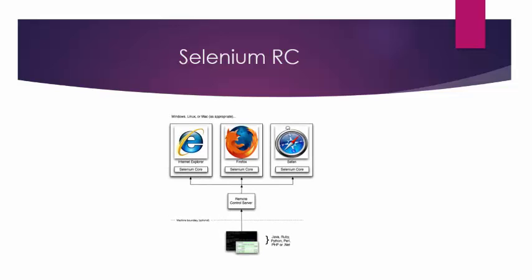So if you see this diagram, you can find there are different browsers in which the application or website is running. And there is a middleman, which is the Selenium Remote Control server. And at the very bottom are the Selenium scripts. They interact with the proxy server, which interacts with the web application running in the browser.